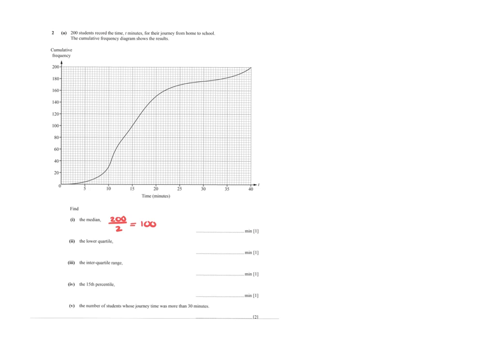So I'm going to find 100 on the vertical axis and draw a cross and down. So reading off of the horizontal axes, I can see that the median is 15 minutes.